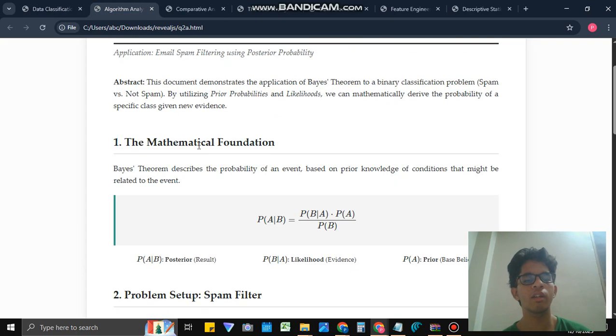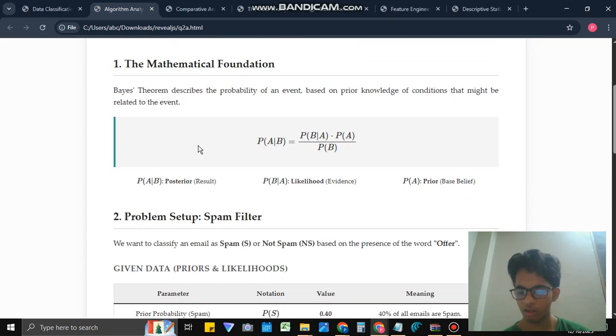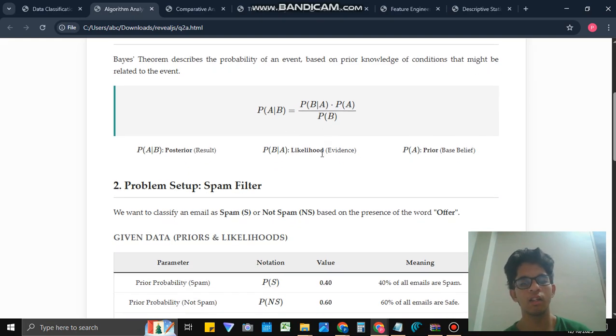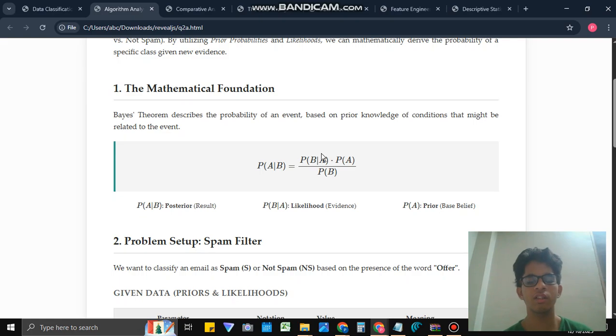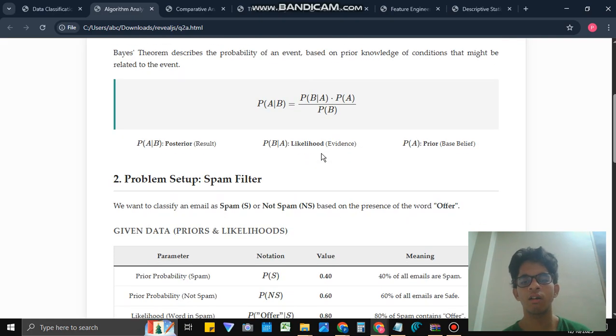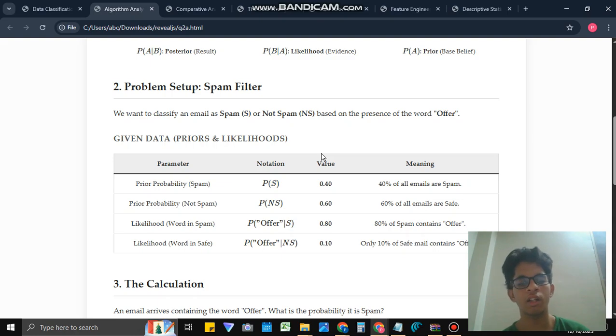Then coming on to the next question, which is question number 2, part A. In this we have to demonstrate the algorithm using naive Bayes theorem and use a small real world example to showcase the model. So the mathematical foundation, the Bayes theorem says that probability of A given B is equal to probability of B given A into probability of A divided by probability of B, which is just a mathematical formula. We will understand it using an example below.